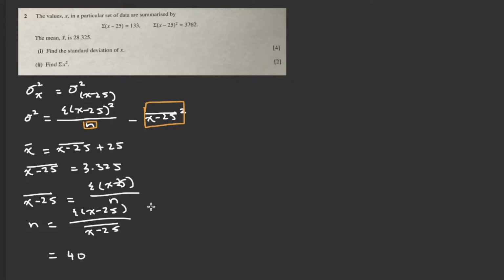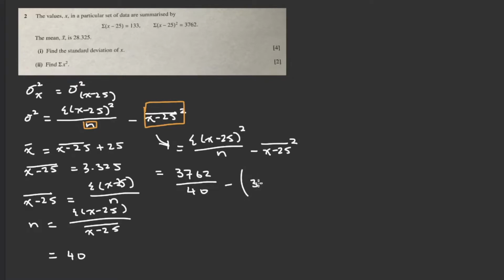Then we just plug it back into this formula. The variance equals sigma (x minus 25) squared over n, minus (x minus 25 bar) squared, which gives us 3762, given in the question, over 40, minus 3.325 squared. Putting it in the calculator, that gives you a value of 82.99 and so on.